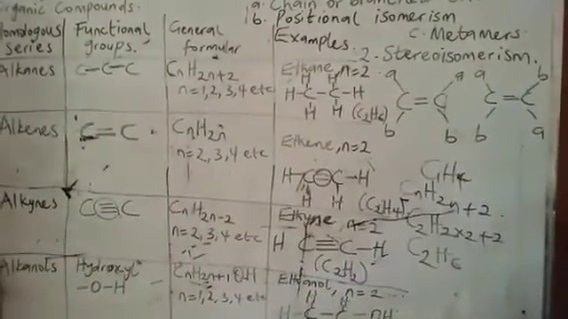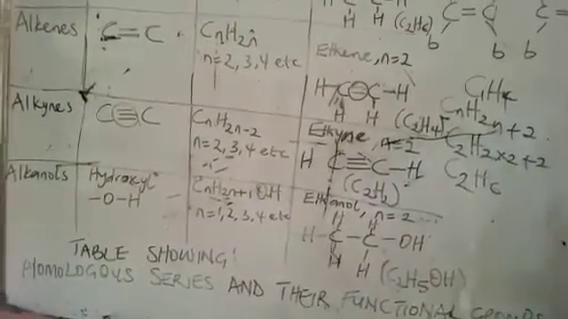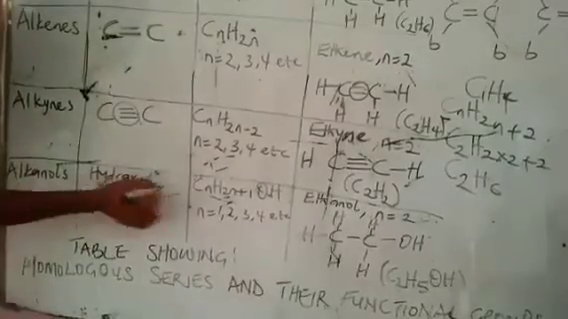That's the ethyne. We have the alkanols. Alkanols are actually gotten from the alkenes, and definitely they have a similar general formula, just a difference in their functional groups, and that is just the presence of OH, the hydroxyl group.